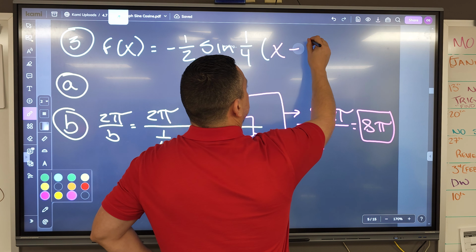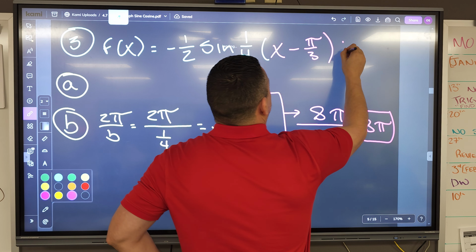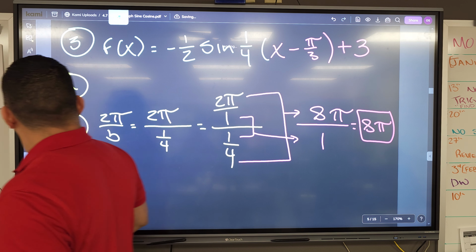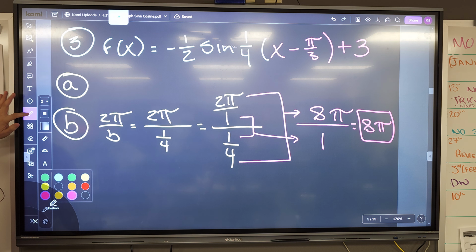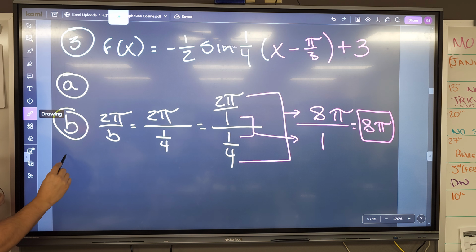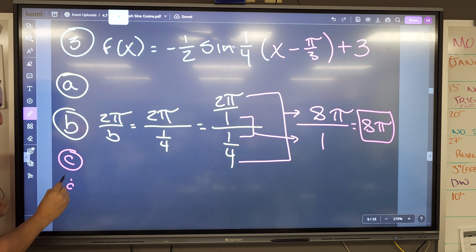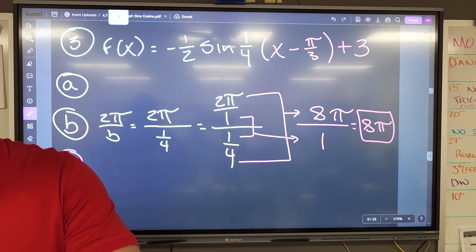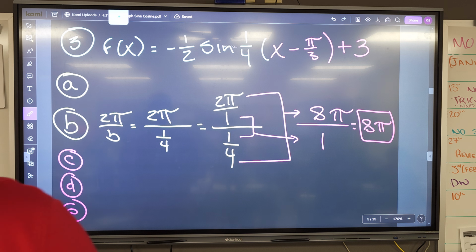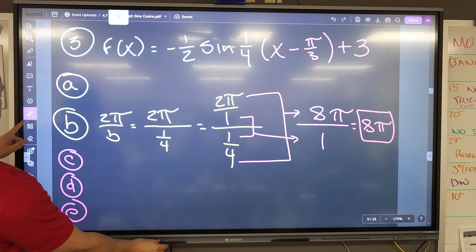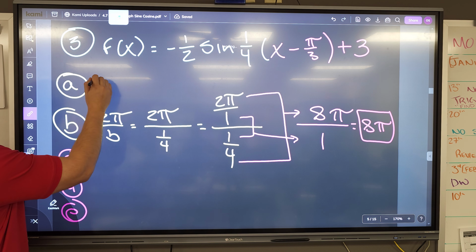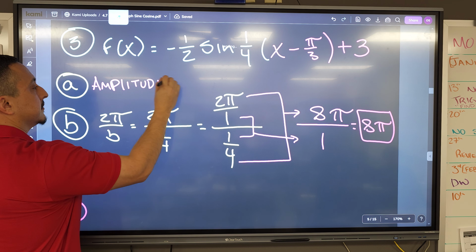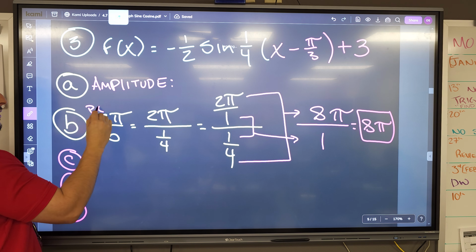And 8 pi divided by 1 is just 8 pi. So that's how you have to do it. You don't divide it on your calculator. So anyways, let's finish this out. Let's do pi over 3 plus 3. We'll do answer A, B, C, D. I'll do a minute and a half because I already did this one. For those of you that walked in a little late, A is called the amplitude. B is the period.